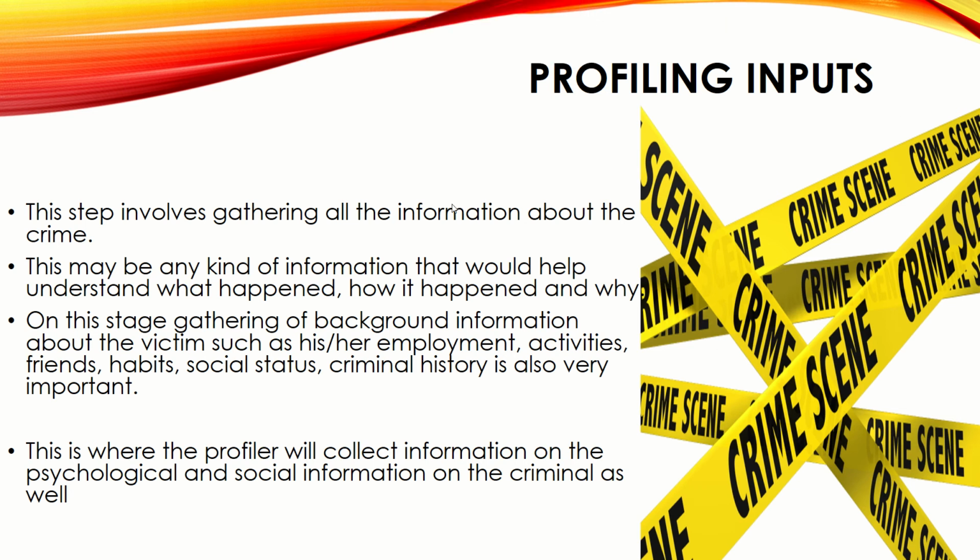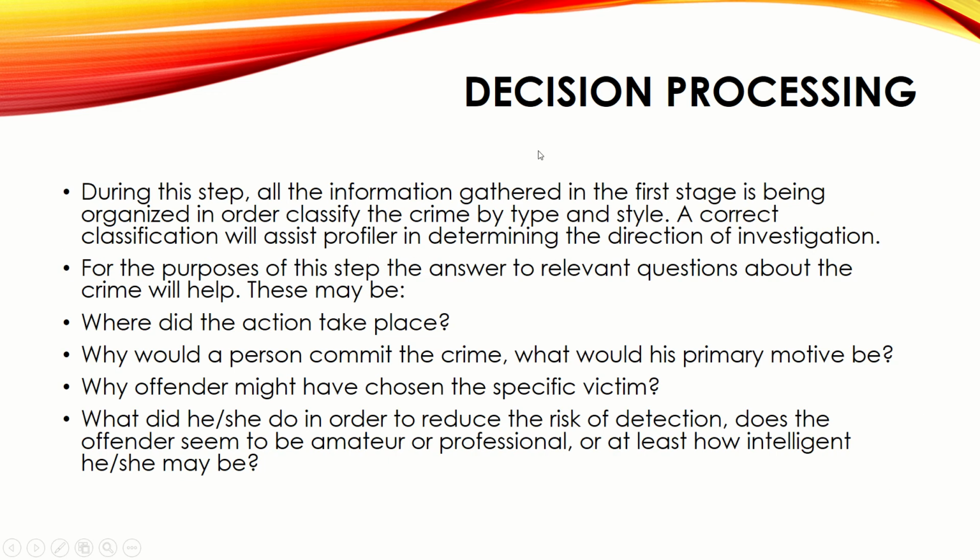Okay. Let's see if we can go on to the next slide. So the next stage is the decision processing. During this step, all information gathered in the first stage is being organised in order to classify the crime by type and style. A correct classification will assist a profiler in determining the direction of the investigation.